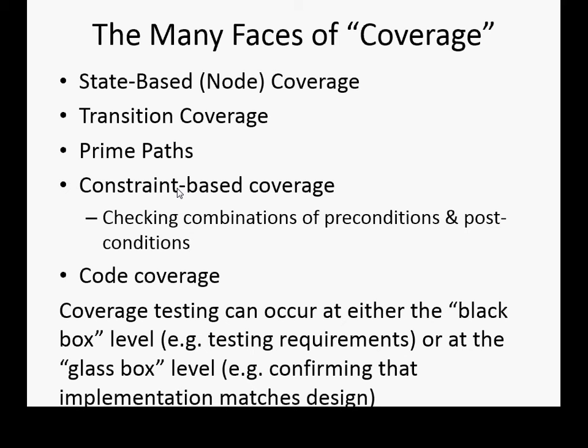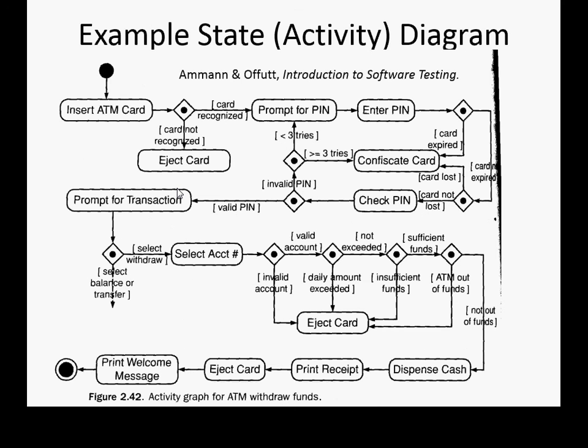You should be able to conceptualize your system at a high level in this way and then apply these tools of coverage. But the same techniques can be applied at the level of your internal algorithms, at the level of your flow within your system. Okay, so here's an example of a state diagram, also called an activity diagram.